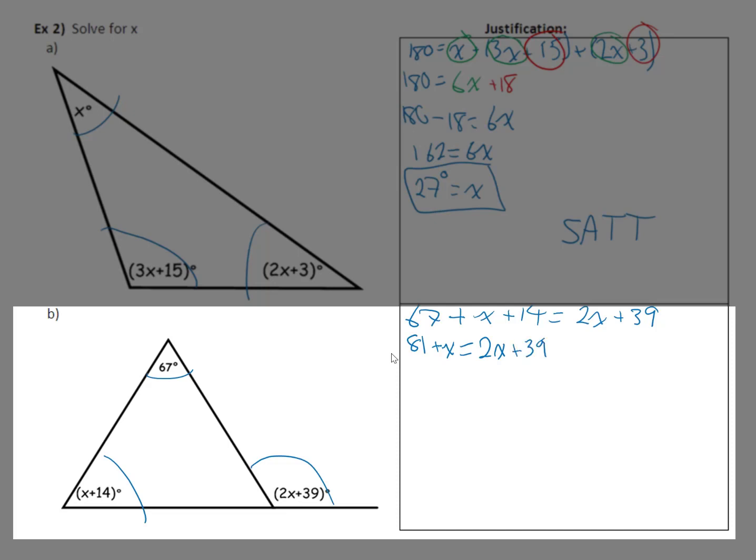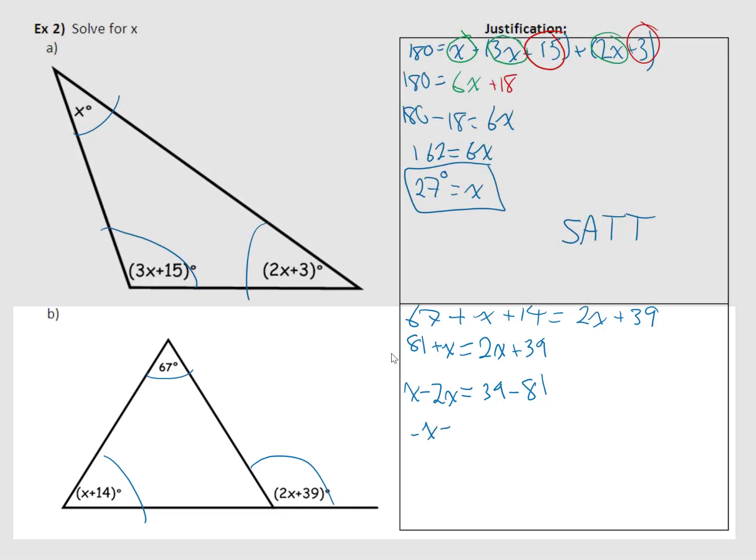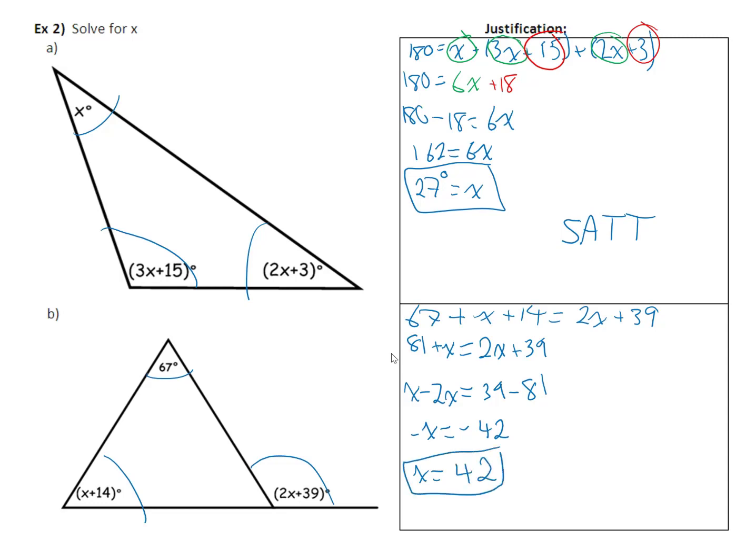So I need to move some stuff around. If I move the 2x over, I'll get x minus 2x. If I move the 81 over to the right side, I get 39 minus 81. Collect like terms, I have negative x equals negative 42. Divide both by negative 1, I get x equals 42. And my justification for this would be our exterior angle theorem, EAT.